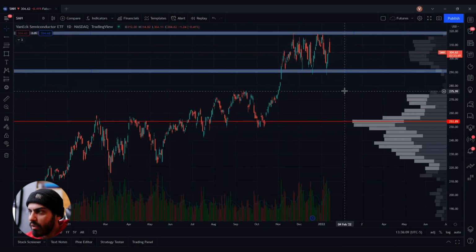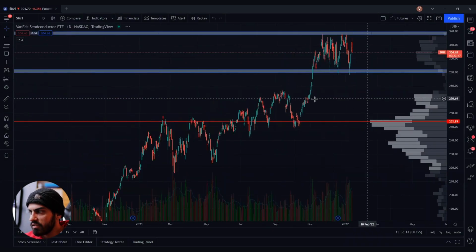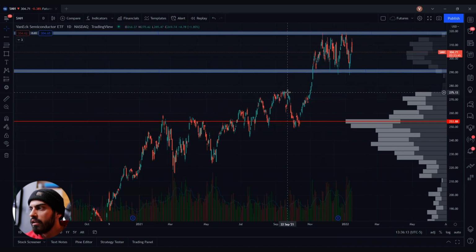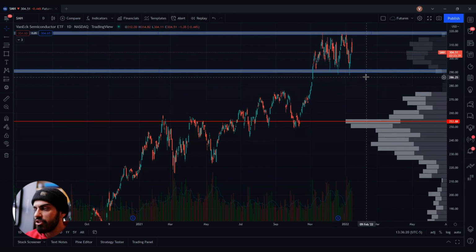So SMH as well. You can see this is a very strong semi ETF, and you can see where the ledges are. We've had this big distribution. I've just clamped the two ledges together, so we just sandwich them and understand. If we start breaking below this 290, it spells trouble for SMH and the overall market.